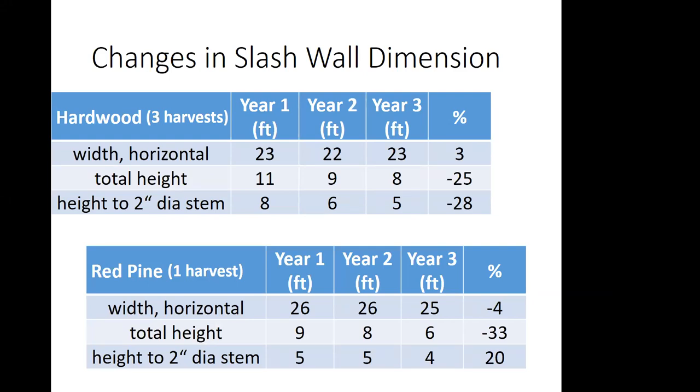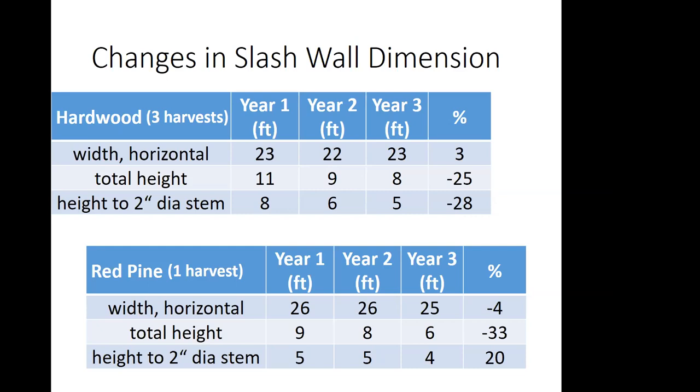We specified the pine walls to be 20 feet wide, and they were about 25 feet wide. So essentially, the 4%, 3% change are just measurement error. But over time, you have roughly a 30% decline in height. But these are still 8 feet tall and 20 feet wide, which is an effective barrier.